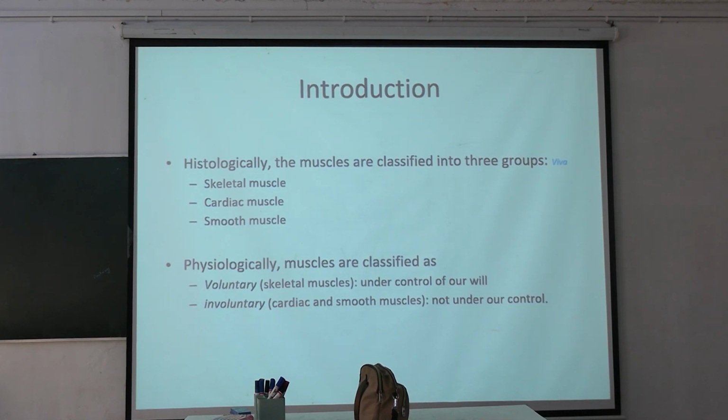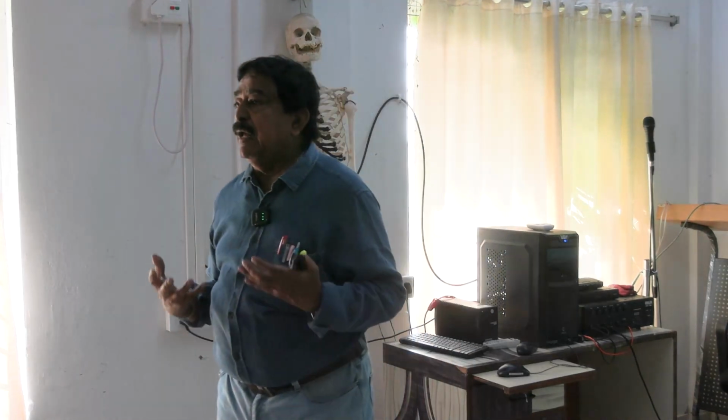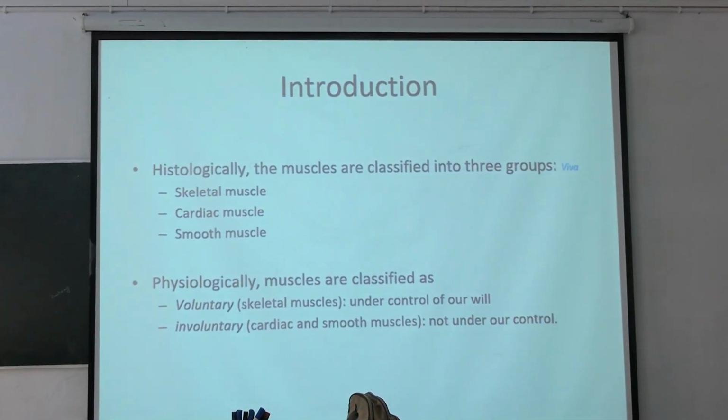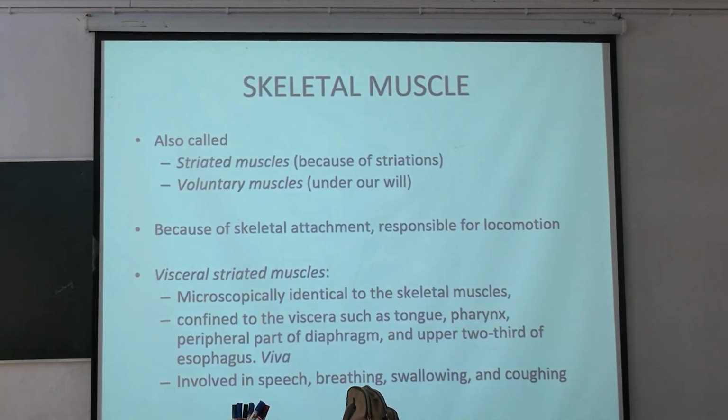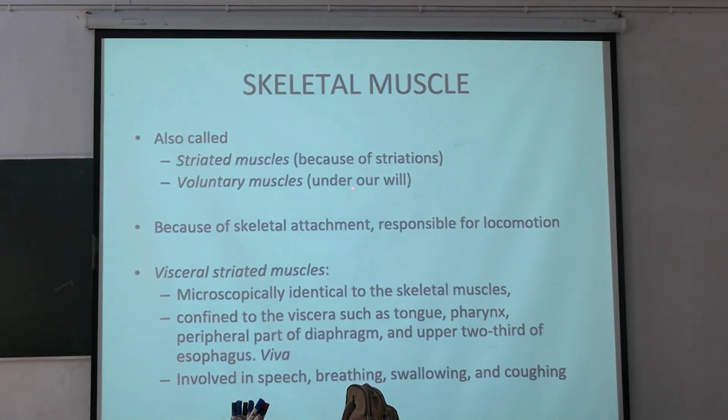Okay. Now, the voluntary muscles, the skeletal muscles. If I want to hit this guy, I'll hit this guy. This is under my control. But if I just want to stand like this, all movements and muscles are under my control, my will. That is your voluntary muscles. Now skeletal muscles, also called striated muscles, because of striation, voluntary muscles are under will.